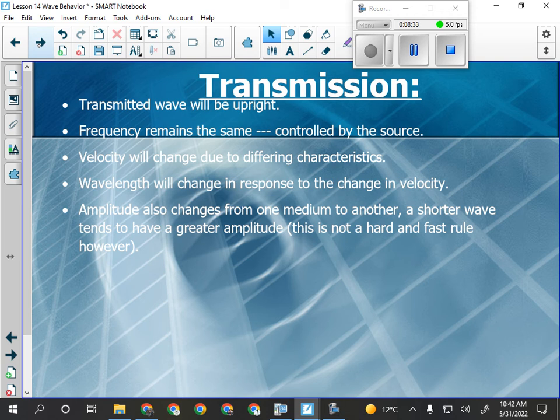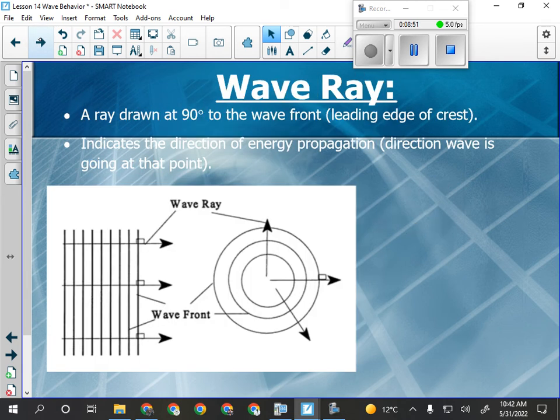Or if not a lot of energy is lost, but the wave slows down, it can be compressed, and then as a result have a higher amplitude. There's no hard and fast rule on what happens with amplitude, just that amplitude does change. It's a property of waves that can change when it goes into a new medium. Okay?